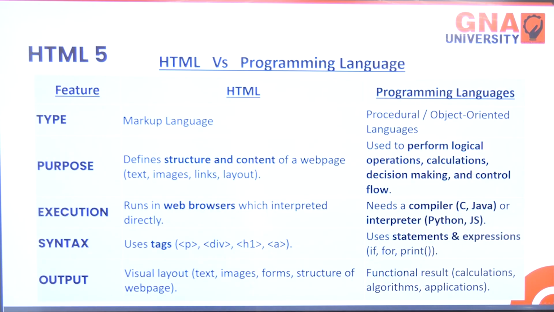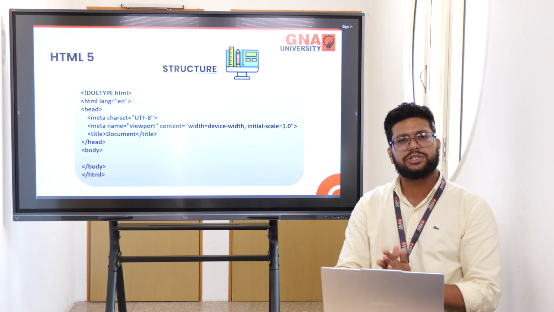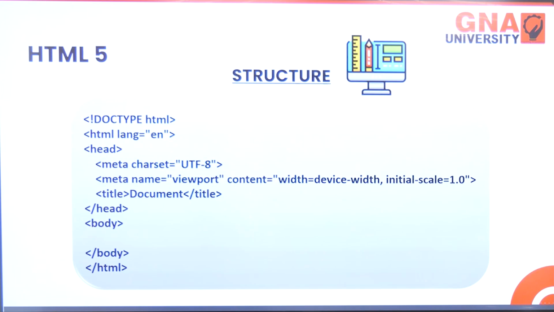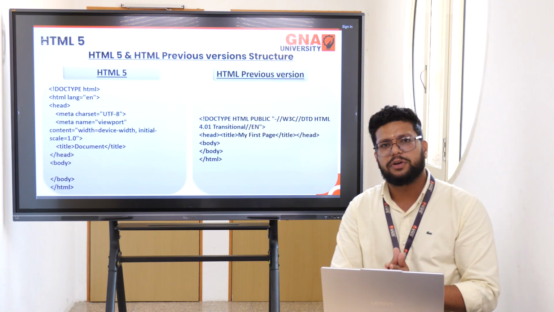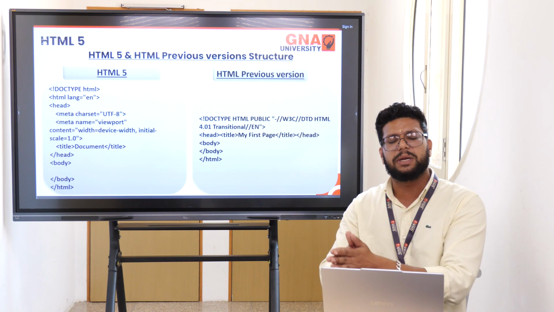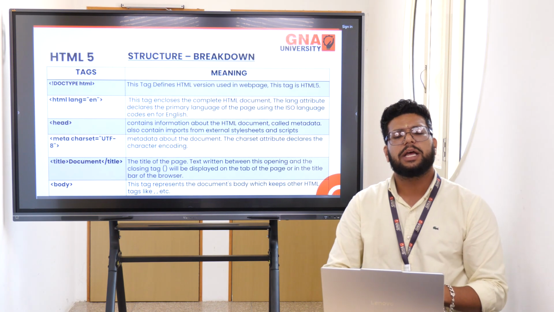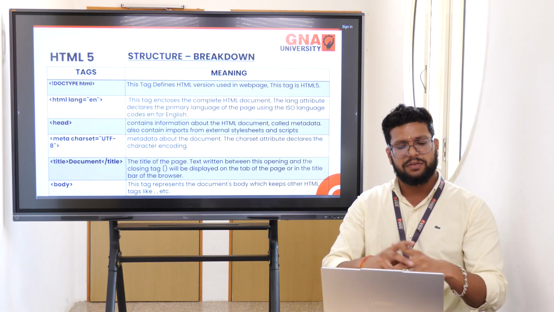Okay, just move forward. First of all, this is the structure of HTML5. Just look here. That is a neat, clear, simple structure of HTML5. If we compare HTML5 with the previous versions, it is quite different. In HTML5, there is just a document type which says it belongs to HTML5. But in the previous version, there is a particular link stating which version it belongs to. Okay, let's move on. If we break down the overall structure of HTML5, just look here.